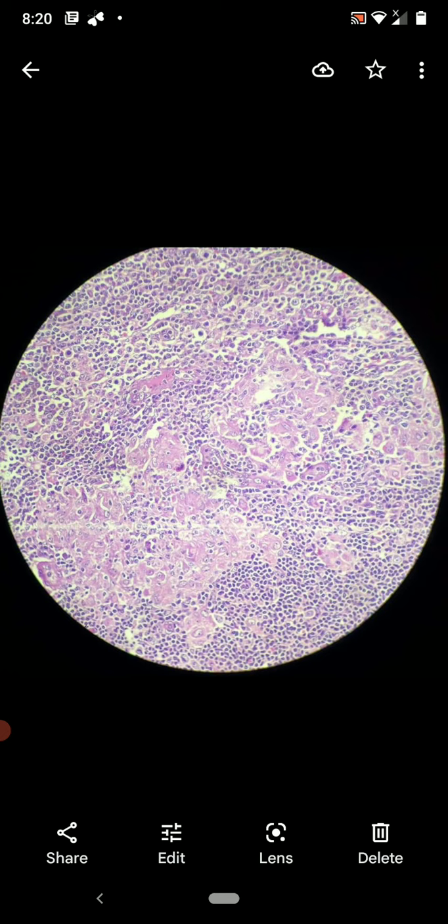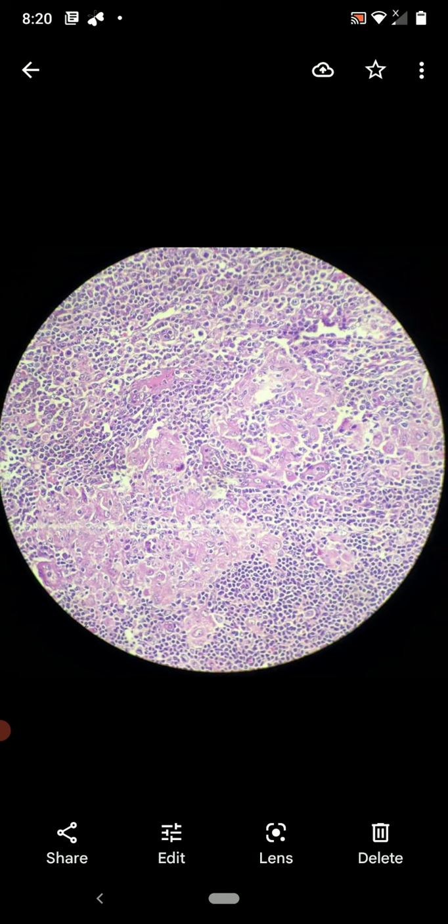The definitive host for Toxoplasma is cat, definitive host in which sexual reproduction takes place. They pass the oocyst in the stool. Then we, the intermediate host, get the disease.